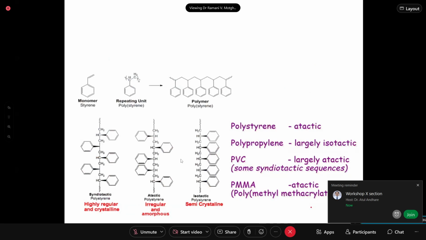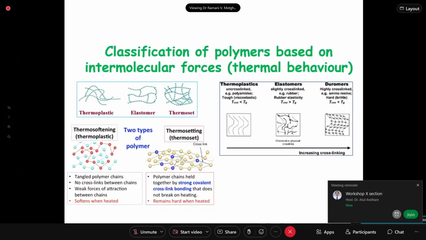Then coming to highly regular and crystalline polymers, then irregular and amorphous polymer, and semi-crystalline polymer. So it is seen that these are the examples, these are polystyrenes only. Now polystyrene with such a structure will be crystalline, this will be amorphous, and this will be semi-crystalline in nature. So polystyrene is atactic, polypropylene is largely isotactic, PVC is largely atactic, and polymethyl methacrylate is atactic. So these are the examples of these polymers.